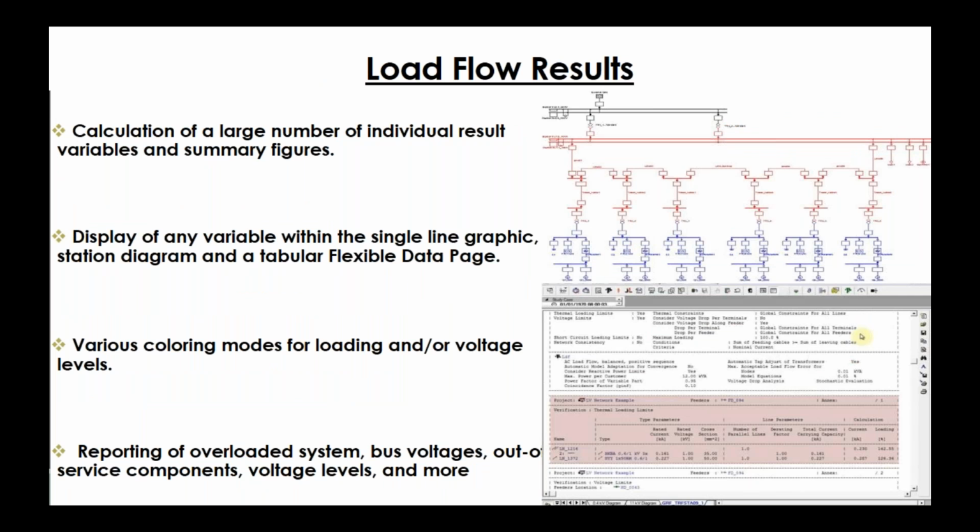Load flow results. Implicit calculation of large number of individual result variables and summary figures. Display of any variable with single line graphic, station diagram, and tabular flexible data page. Various coloring modes for a single line graphic to visualize quantities such as calculated loading and voltage levels. Detailed analysis reporting, which can list overloaded system elements, unacceptable bus voltage, system islands, out of service components, voltage levels, area summaries, and more.